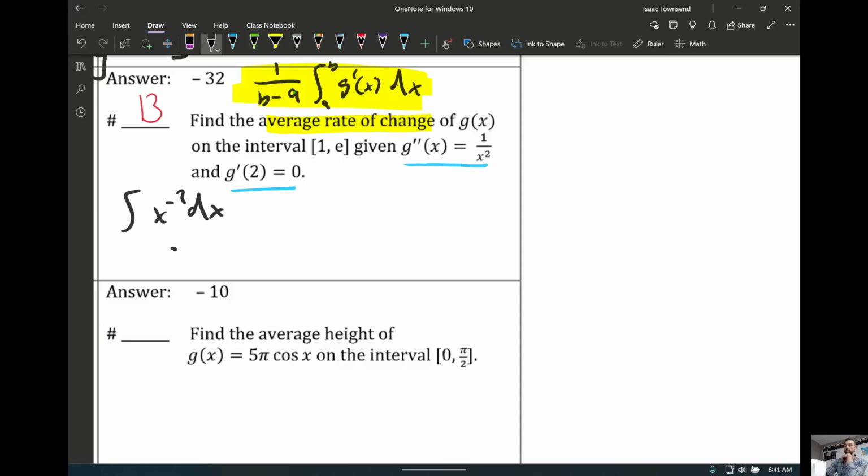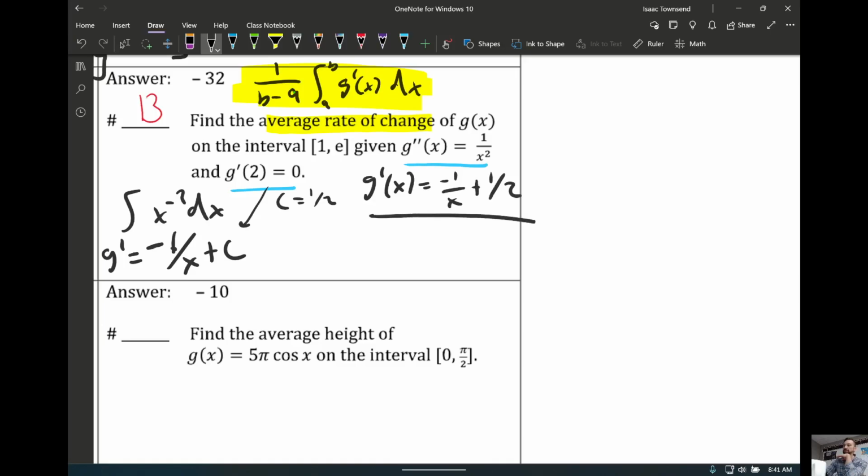raise the power by 1, divide by the new power, this would be what the derivative looks like with the c in it. If you plug in a 2 for x and a 0 for y into this, you would solve to get that c is a half. So the full first derivative would be this.